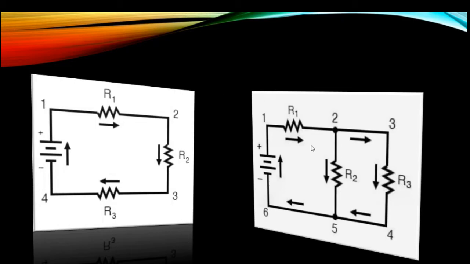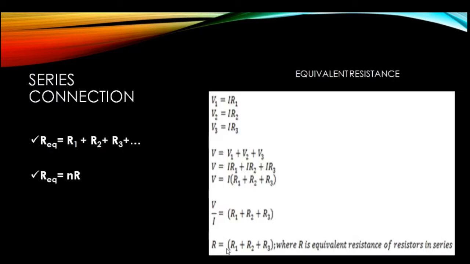Now moving on to the next example here. Here for R3 and R2, we can see both the terminals are connected. 2 and 3, here both the terminals are connected, and here 5 and 4, both the terminals are connected. This is a parallel connection. But if we simply remove this R3 and only assume R1 and R2, then these two resistors are connected in series. So now moving on to the equivalent resistance.